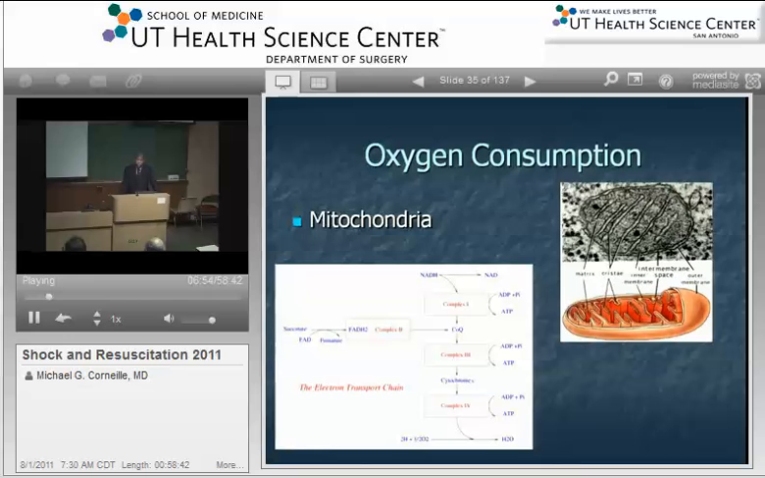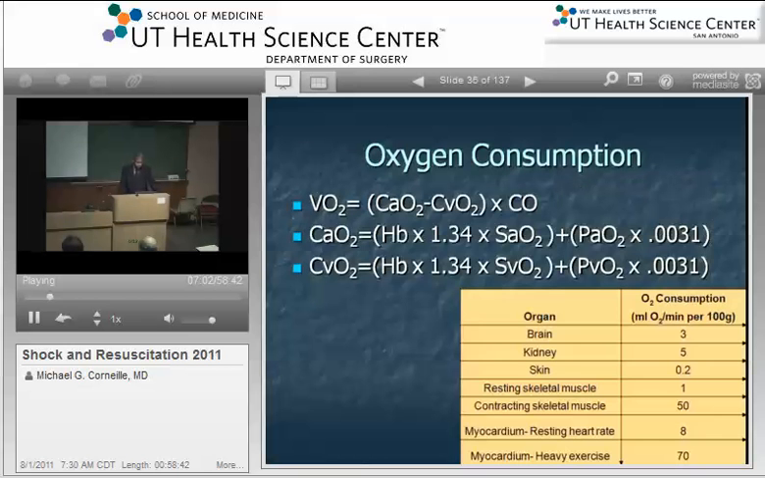So we talked about oxygen delivery. What about oxygen consumption? Oxygen consumption occurs at the level of the mitochondria, and is in essence the difference between the arterial oxygen content and the venous oxygen content. So again, that extraction ratio of about 1 to 4. And this describes the O2 consumption at different points in the body.